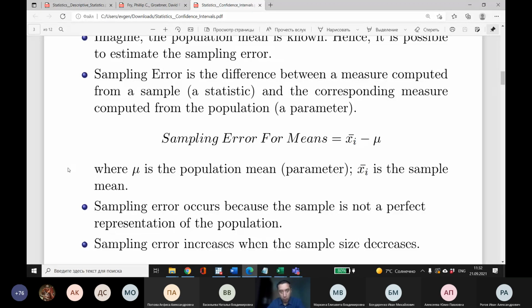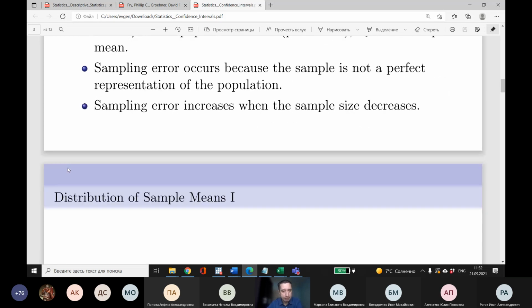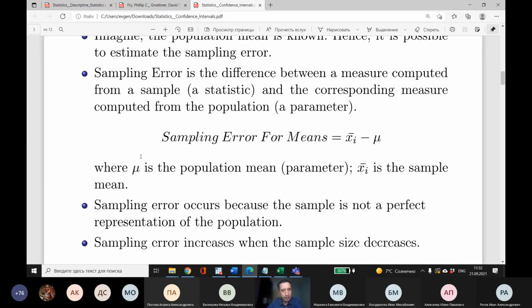When you survey, if you cover a lot of students in your survey, your sampling error will be small, and vice versa. And now let's calculate a sampling error of the mean.